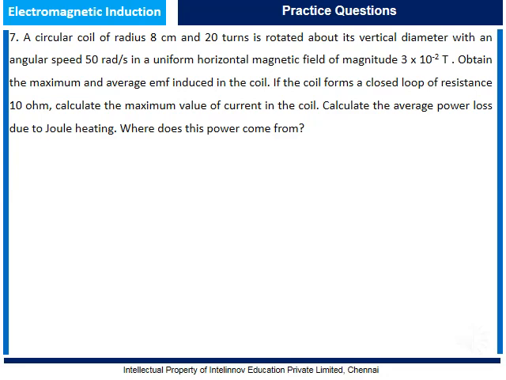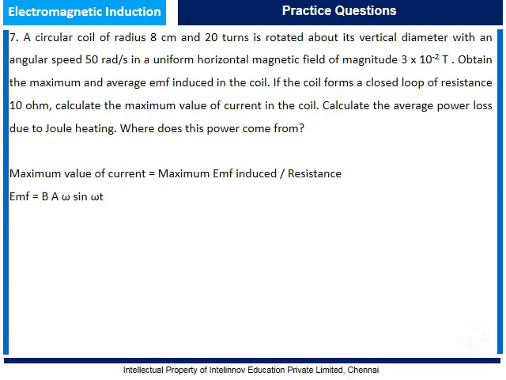We know by Ohm's law, maximum value of current is equal to maximum EMF induced divided by resistance. Also we know the EMF formula is BAω sin ωt. This EMF will be maximum if sin ωt equals sin 90 degrees. Thus sin ωt can be taken as 1. Thus maximum EMF is given by BAω. On calculation we get maximum EMF equal to 0.603 volt.